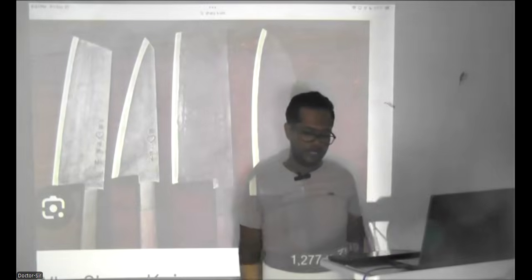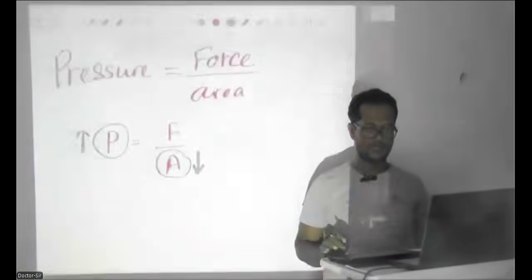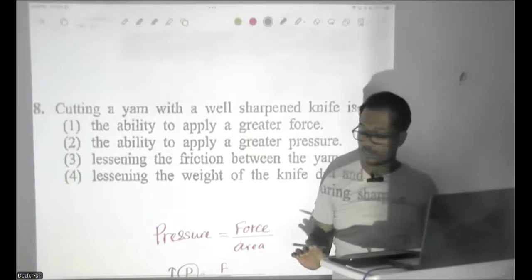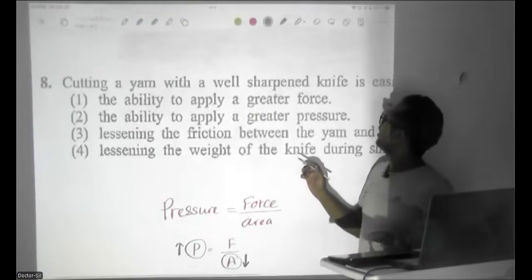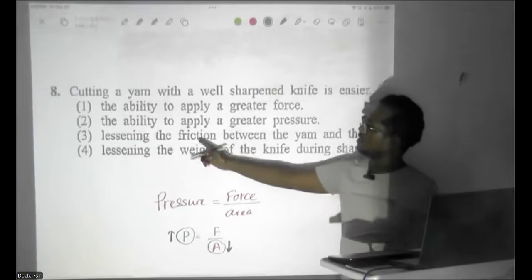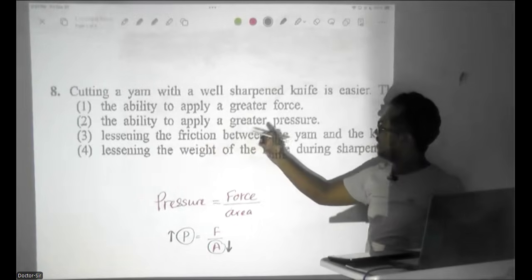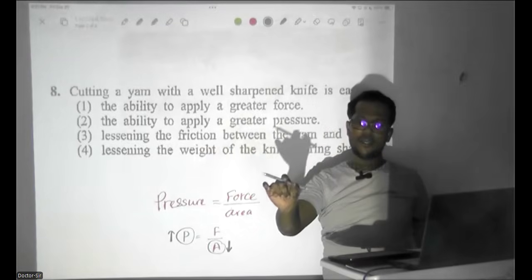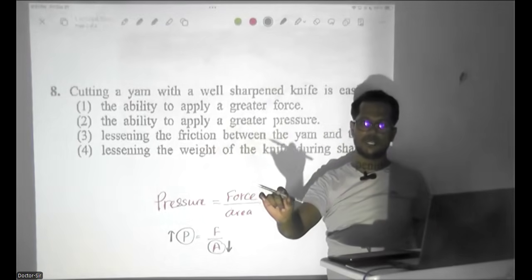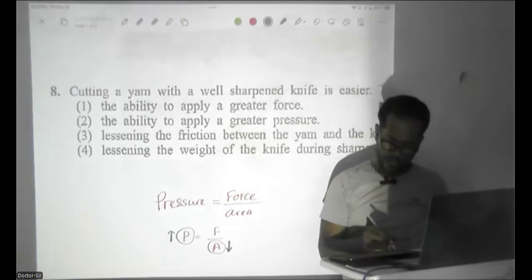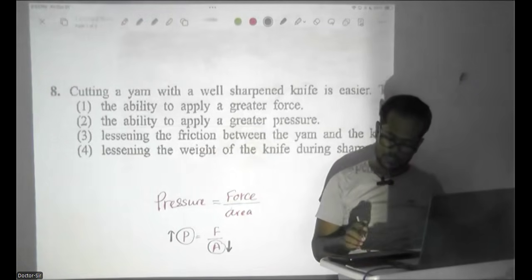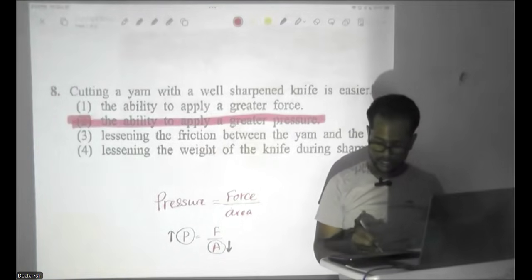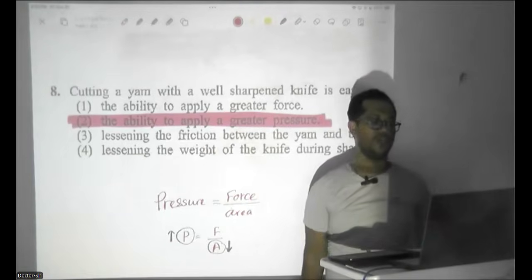Now I think you all got the answer for this question, right? So what is the answer? Cutting a yam is easier with a well sharpened knife. Why? The ability to apply a greater pressure. There is a very sharp area, so we have much more ability to give greater pressure. So this is the answer.